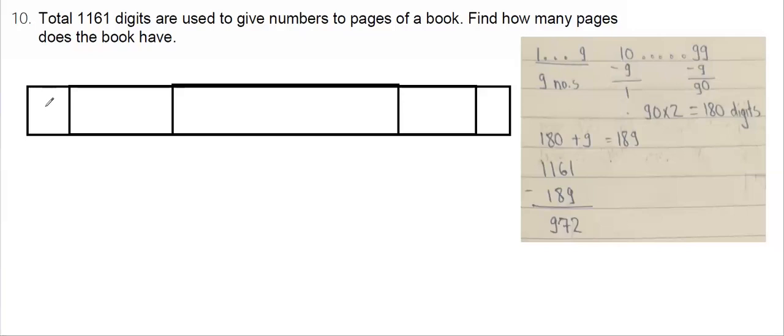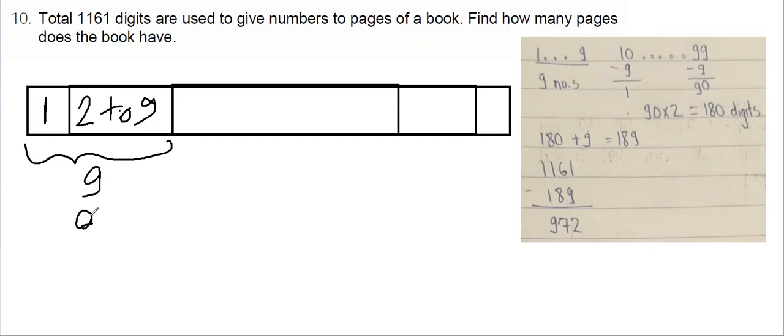Say this is page number 1, and from here, page number 1 to page number 9. So the total number of pages used here is 9, and the total number of digits used here is again 9, because all are single digit. Next, I will have 2-digit numbers, that is 10, 11, 12, 13, like that till 99.